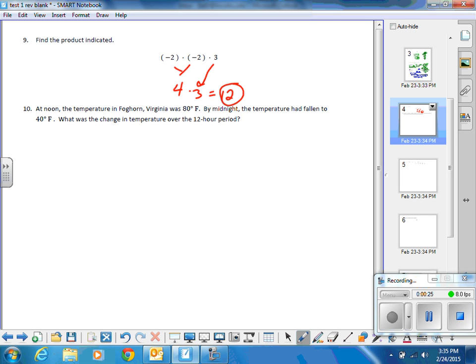The next one says, at noon, the temperature was 80 degrees. By midnight, the temperature had fallen to 40 degrees. What was the change in temperature over the 12-hour period? So the only thing they're asking here is basically, it went from 80 to 40.